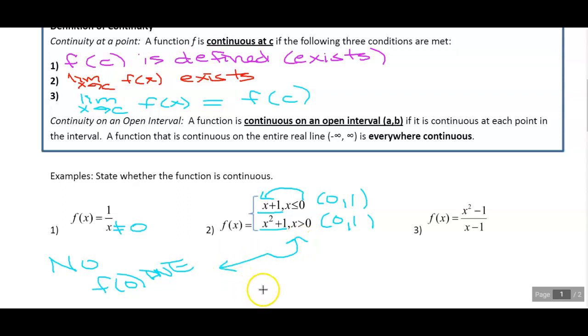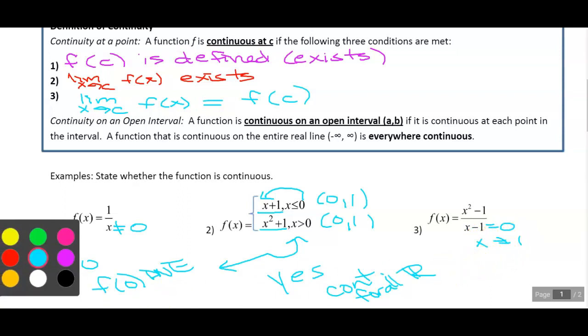Okay, and you don't have to graph this, but we're going to say yes, it's continuous for all real numbers. Okay, my last one. Now, this is a rational function, so we're always concerned when our denominator is equal to 0. So if I solve this, I know x equals 1, and that's the value I can't have.